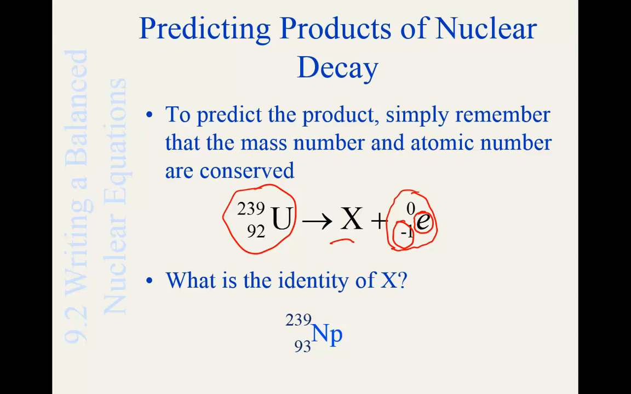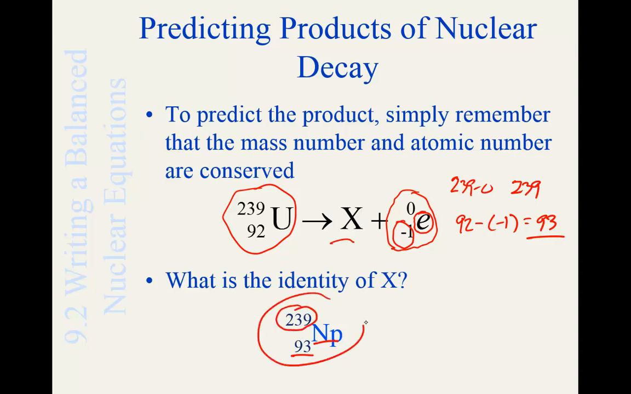So again, we know 239 minus 0 is 239, so the mass number is not changing. And then 92 minus a negative 1, that's the same thing as adding 1, so we would get 93 for an answer here. So then we look on the periodic table and find out which element has an atomic number of 93, and that would be neptunium. So we know now that it's 93, we can look up the chemical symbol for it, and we know that the mass number did not change, so this is the symbol X that we solve for.